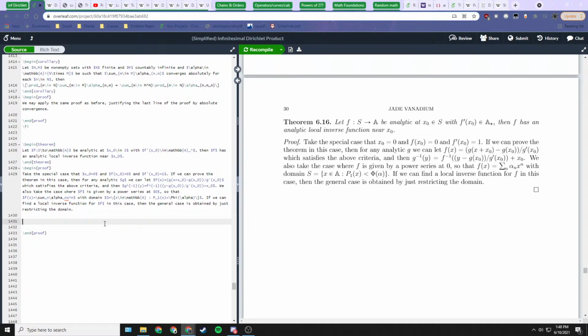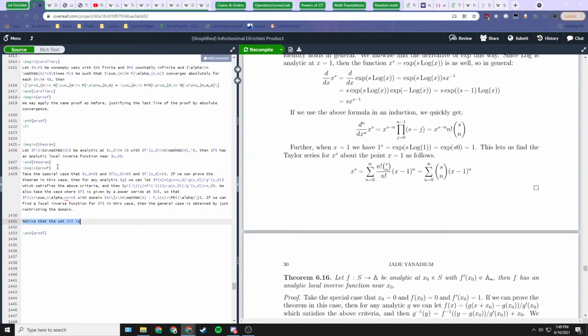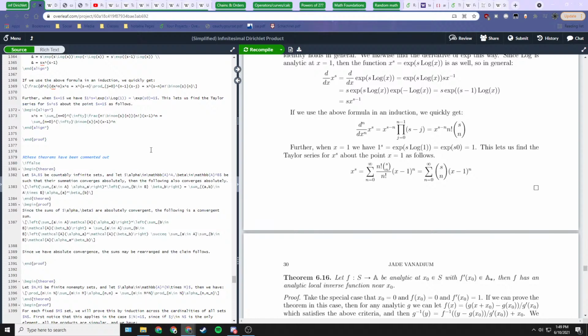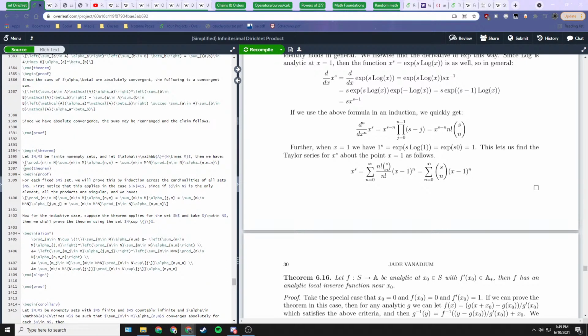Actually, one more thing to simplify this. So we'll say lastly, actually, well, okay, let's do this. Since f prime at 0 is in A star. Actually, let me think on this one second. Okay, we'll do it this way. So notice that the set S is, oh, we are going to need to prove that it's locally injective, I think. Okay, let's actually do that. So we do have to prove that it's locally injective. That's necessary. These are not used for that.